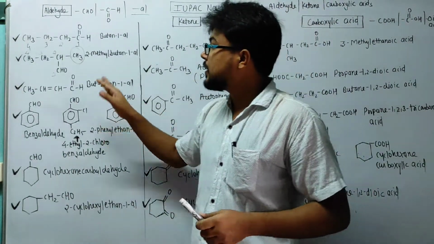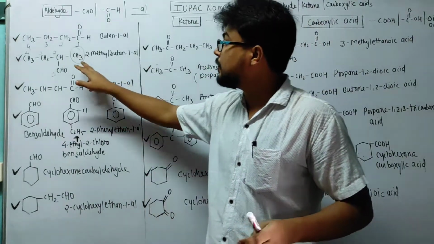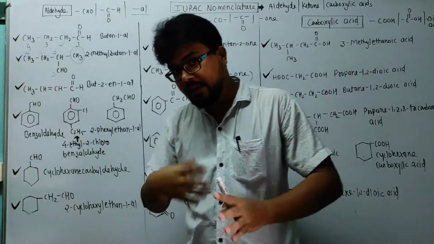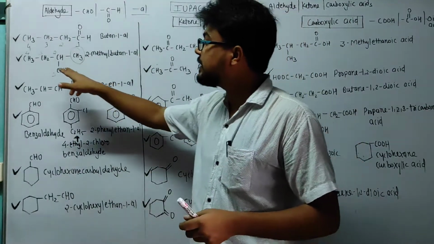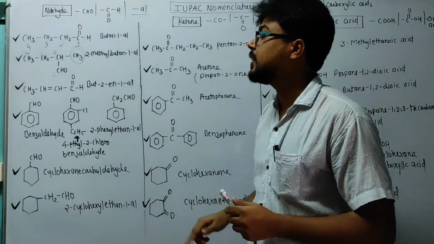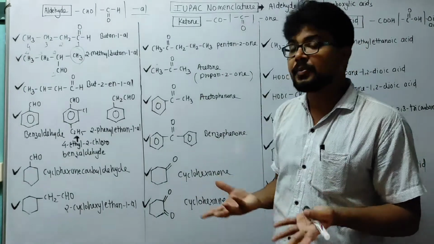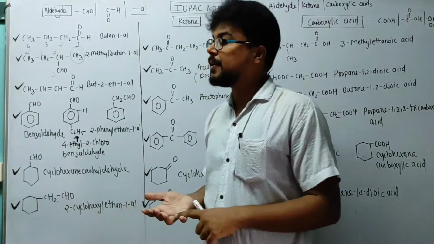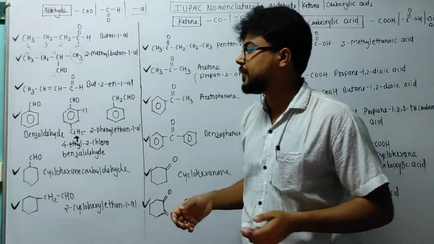Not generally butane 2 al. Never. 1, 2, 3, 4. If I write butane 2 al, it will be wrong, students. I will start my numbering from the functional group carbon and I will move towards the longest chain. The remaining portion will be covered as side chain, and side chain is nothing but substituents. So it can be methyl, ethyl or chloro, bromo, nitro, etc.